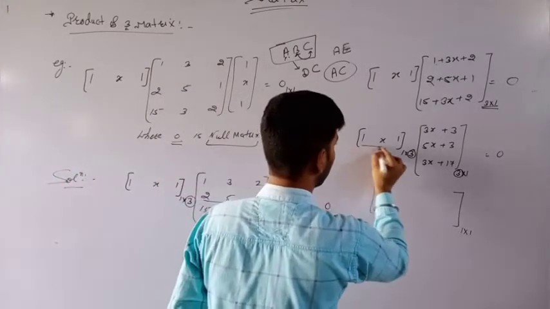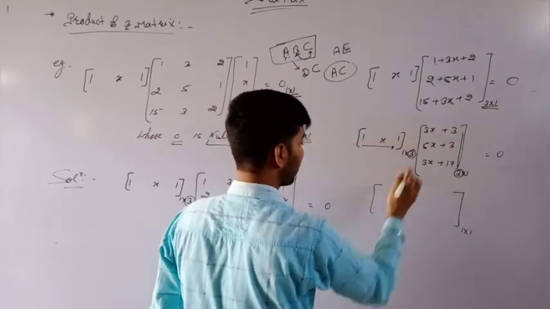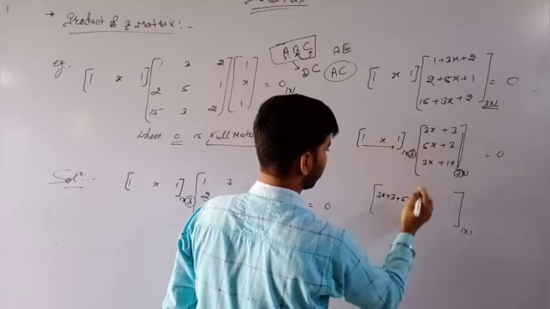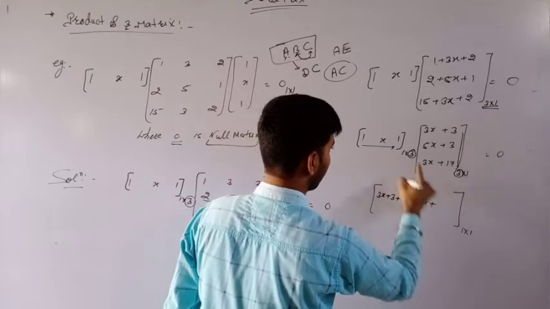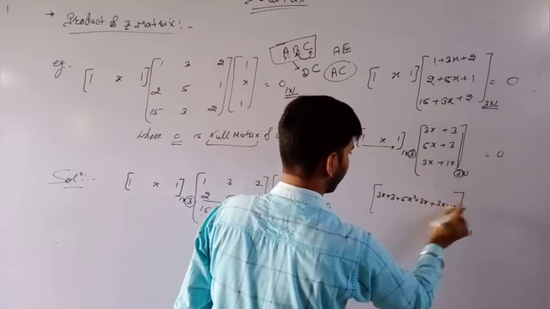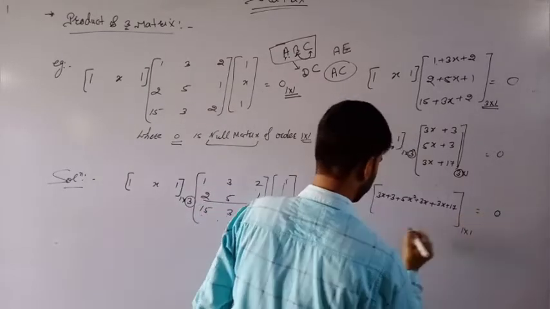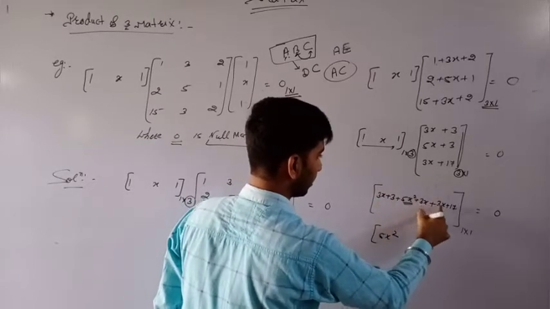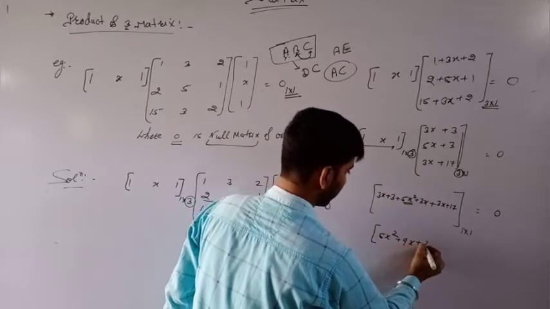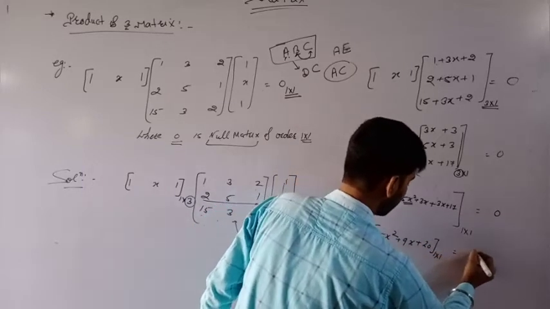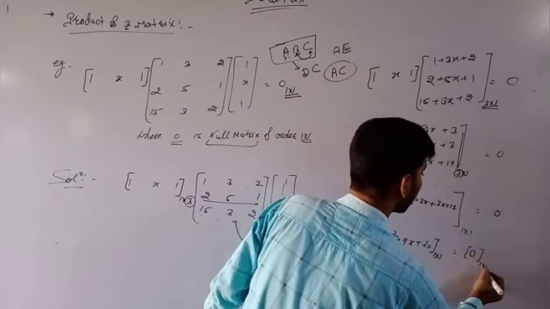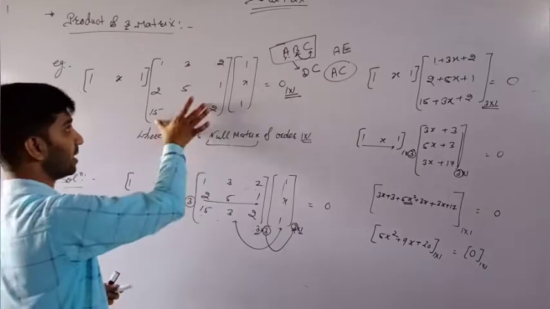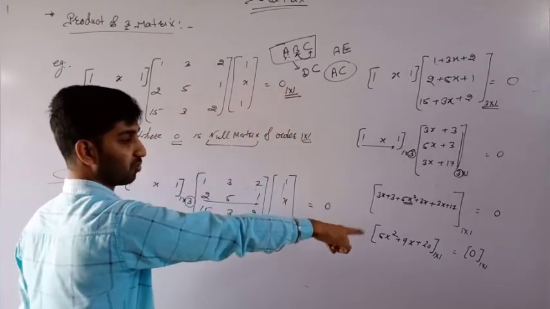1 cross 1 means 1 row 1 column, a single element, which is first row first column: 1 multiply 3x plus 3, plus x multiply 5x plus 3, plus 2 multiply 3x plus 17. This single element is equal to 0. Simplifying, we get 5x square plus 9x plus 20. The resultant is of order 1 cross 1, and 0 is a null matrix of order 1 cross 1. We have discussed that if two matrices are equal, then their orders are the same, 1 cross 1.